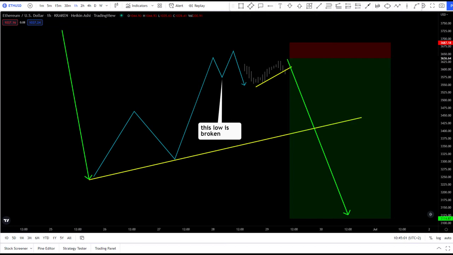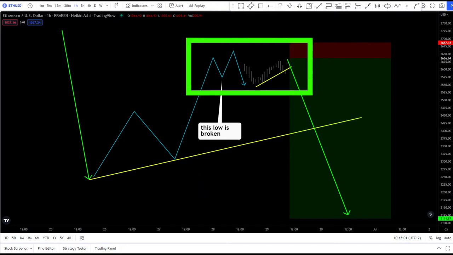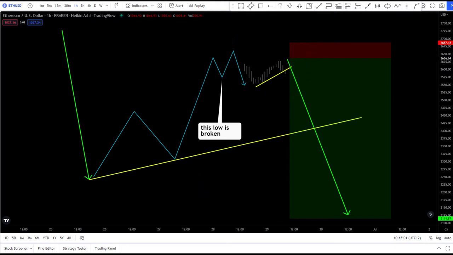From this pattern over here, we can see that we have an impulse to the downside, then a bullish trend in a corrective form. Then from that high we can also see that the market broke the previous higher low, followed by a correction to confirm that we are going bearish. If you stay tuned throughout the video, I will also show you how to find those reversal areas.